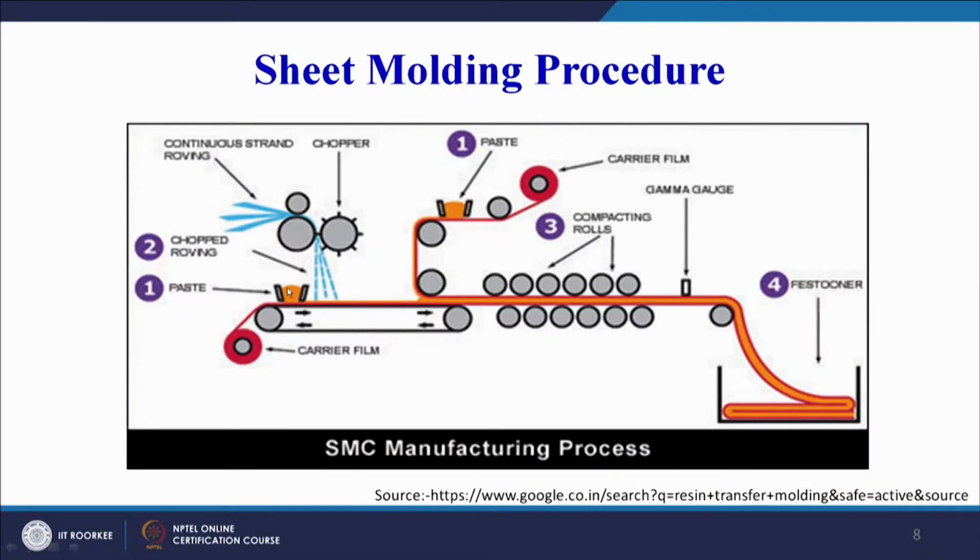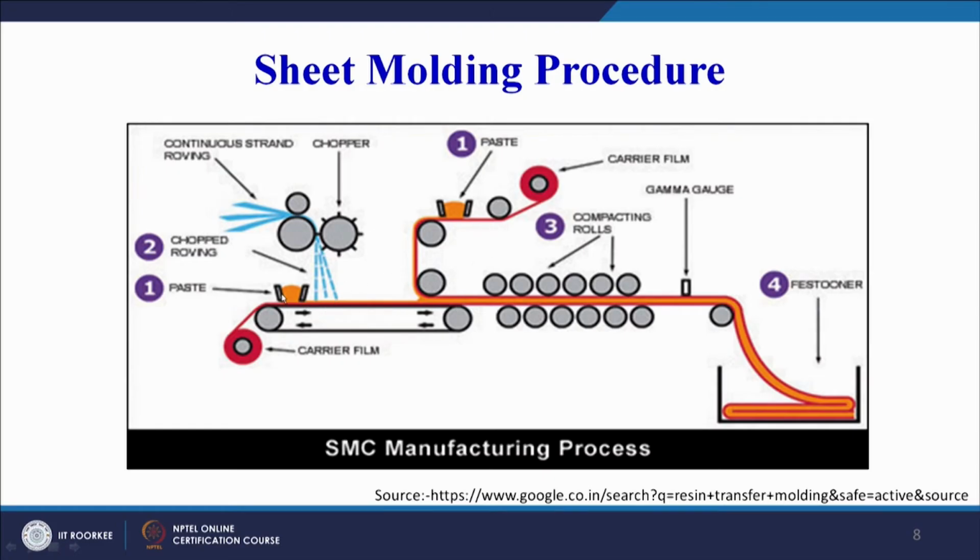So one is the resin, this is the resin, and here we can see chopped fibers, continuous strand roving. There may be creels here from where the rovings are mounted, the fiber is coming and it is getting chopped here. There is a chopper here, short fibers falling on to the carrier film, and here we have the resin system that is coming and it is moving forward.